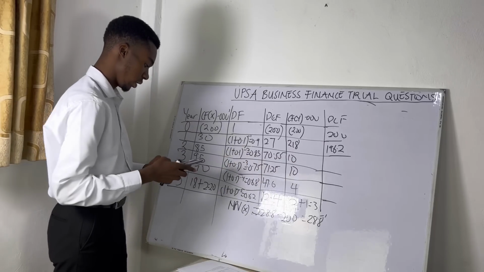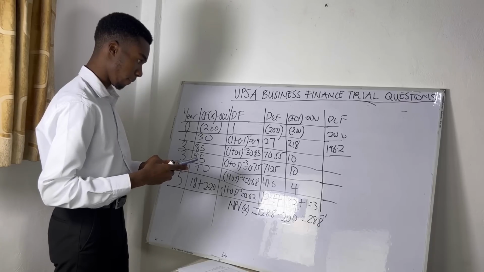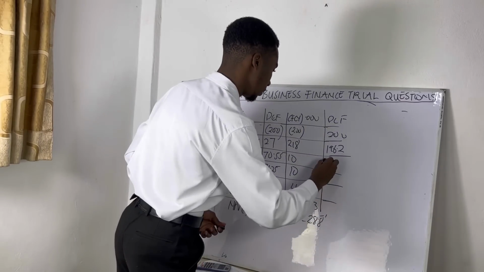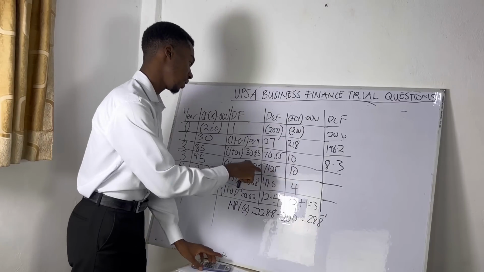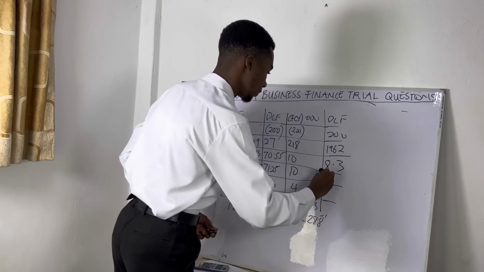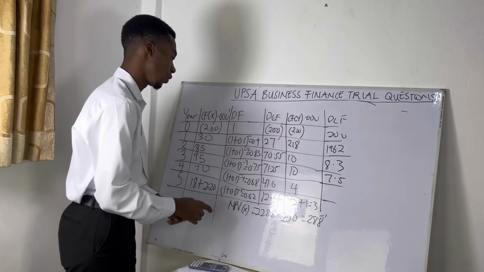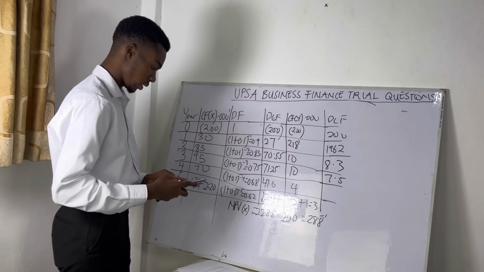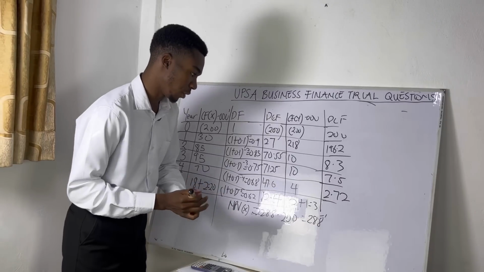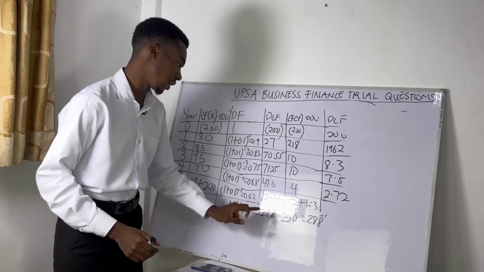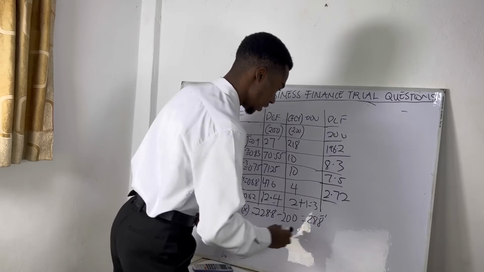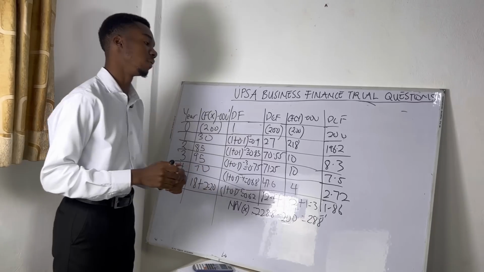Then 10 times 0.83, we are getting 8.3. Then we have 10 times 0.75, which is 7.5. And we have 4 times 0.68, which is 2.72. Then the last one, we have 3, because 2 plus 1, we added the scrap value. So 3 times the discount factor, which is 0.62, we're getting 1.86. So these are the present values for investment Y.